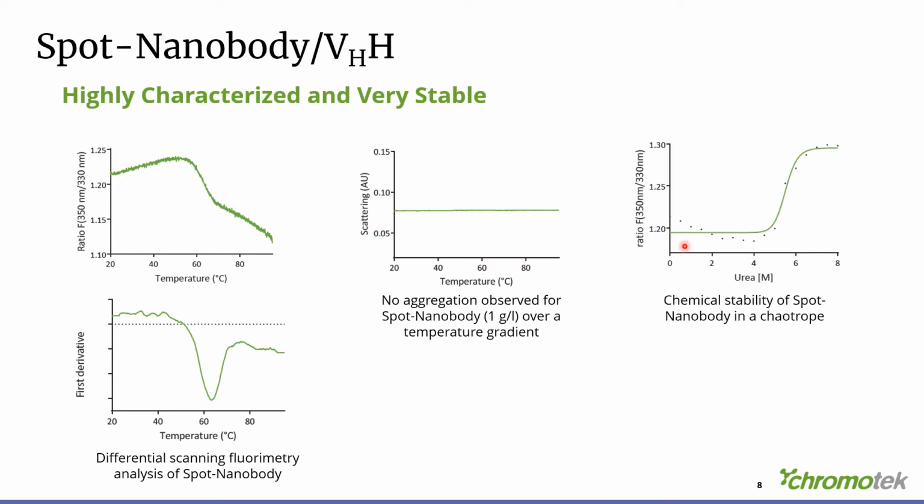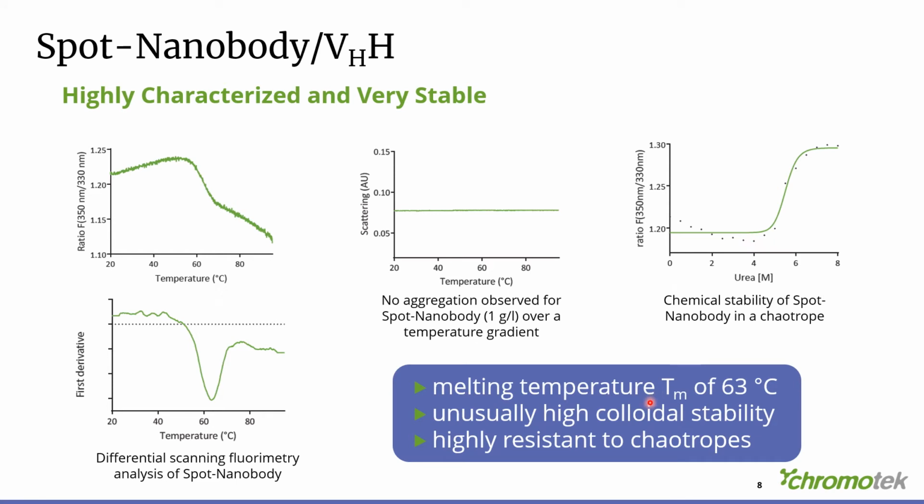The chemical stability is also outstanding. Here you can see the stability in increasing concentrations of urea, and you can see that the Spot-Nanobody is very stable even in a chaotropic reagent like urea. So in summary, you can say the melting temperature is about 63 degrees. It has an unusually high colloidal stability, and it is highly resistant to chaotropes.